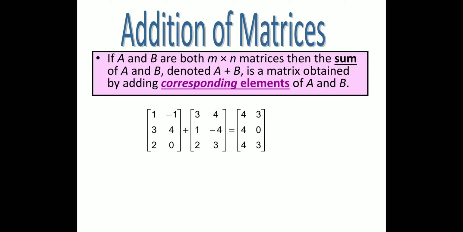And how can we add them? By adding the corresponding elements, where corresponding elements means the elements at the same position. 1 and 3 are elements at the same position, so 1 will be added to 3, and the answer will be 4. Minus 1 will be added to 4, and the answer will be 3, like that. Finally, we will get the sum A plus B as 4 3 4 0 and 4 3.